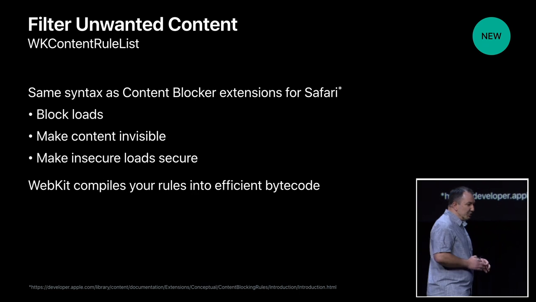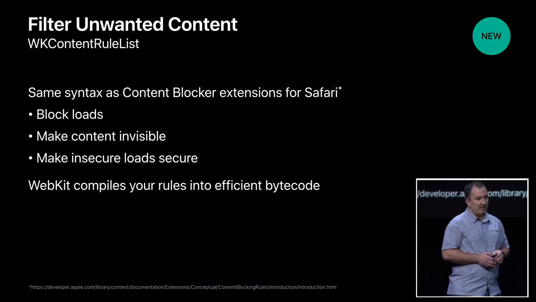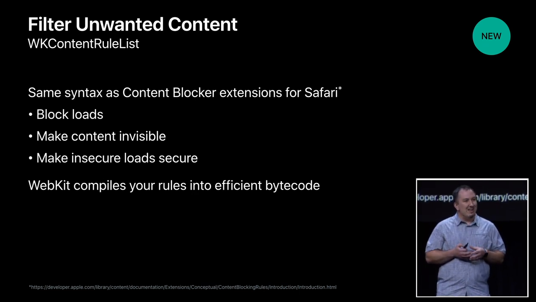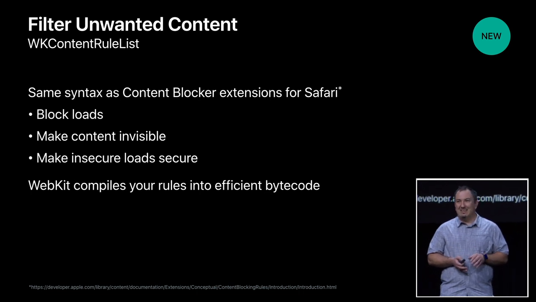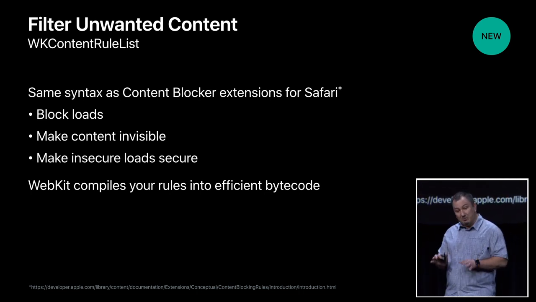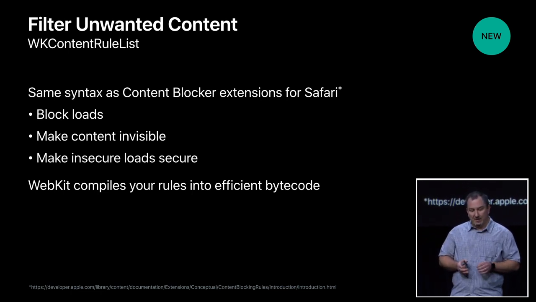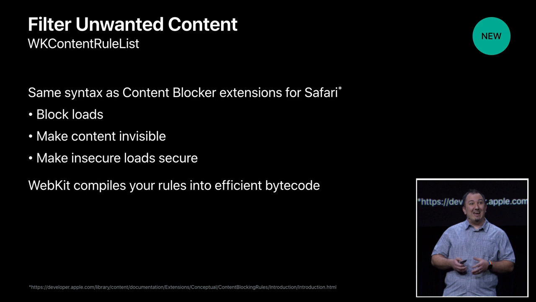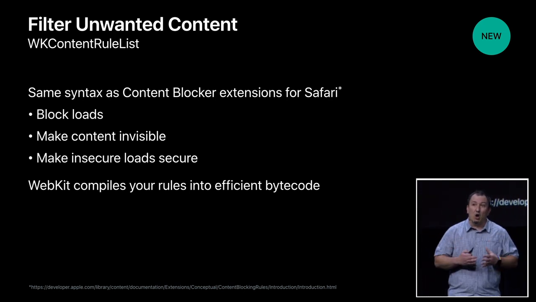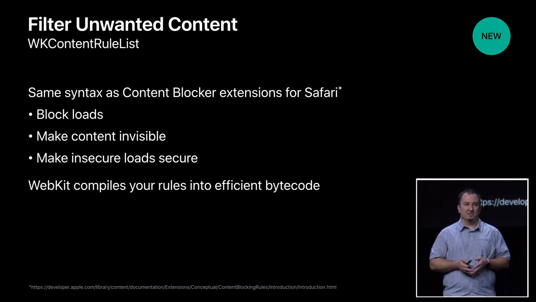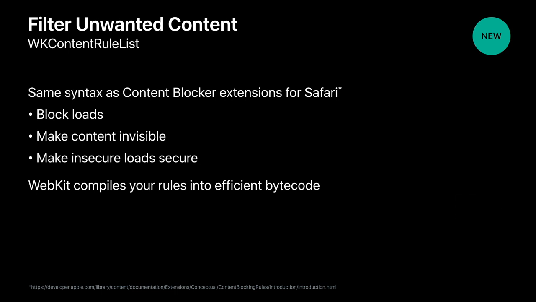When you provide your rule list to WebKit, WebKit compiles it into an efficient bytecode format. So this is kind of an implementation detail that's not directly relevant to you. I'm bringing it up because I want to assure you that a content rule list, even a large set of thousands of rules, we've been spending a lot of time working on making that as efficient as possible. And no matter how big your rule set is, if it compiles successfully, you should not see any degradation in loading performance.